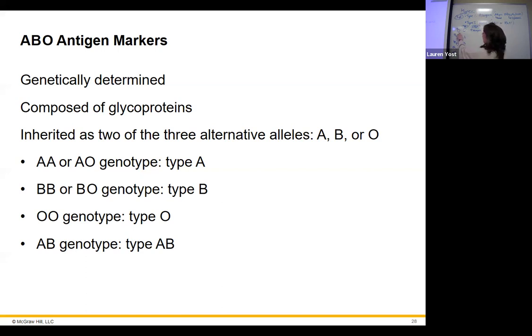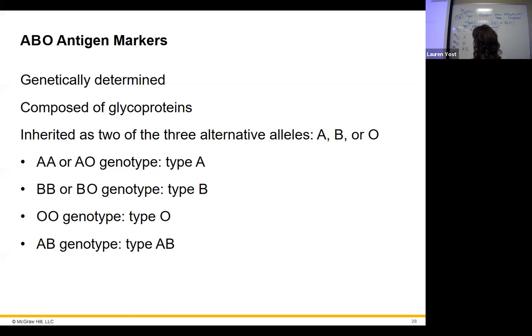However, if you are O, to you the A is foreign. That's a new thing. To you the B is foreign. So who can get O? O's can get only O. But A's see A and O, so they can get the A and the O.